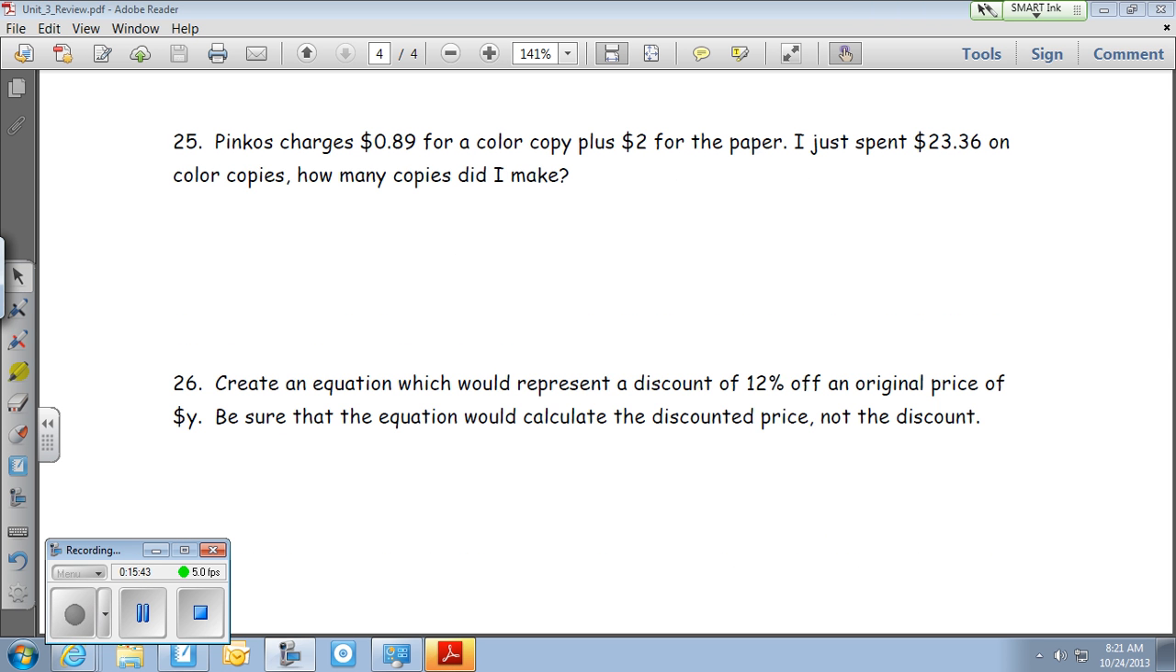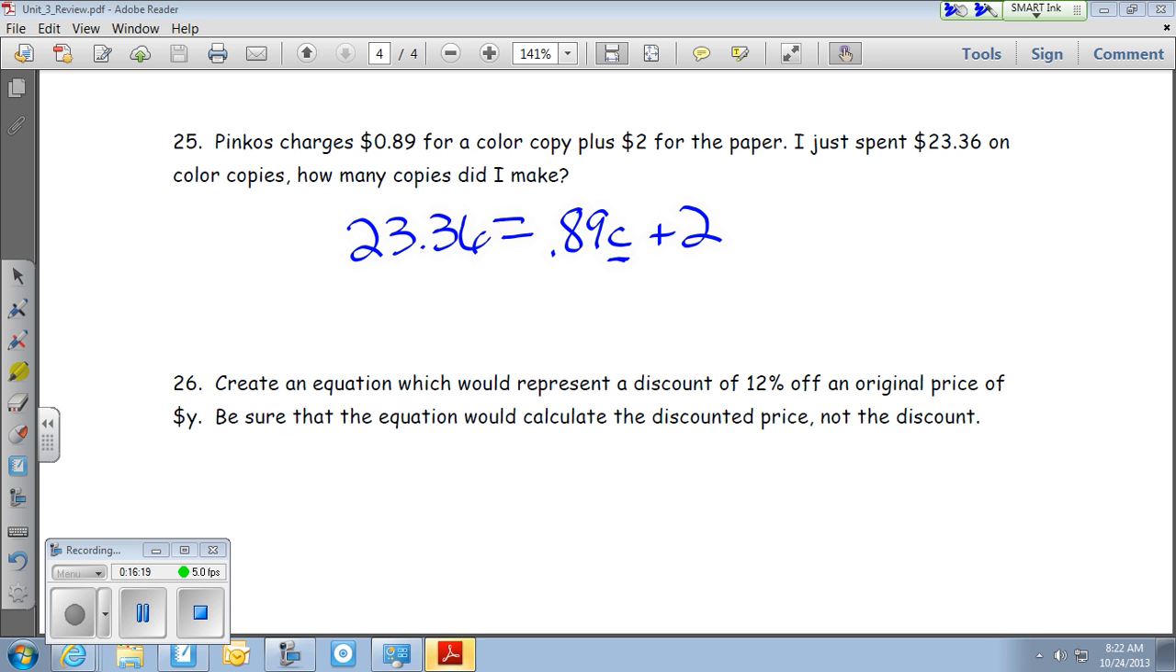All right, number 25, I am told that Pinko's charges 89 cents for a color copy plus $2 for the paper. I just spent $23.36 on color copies. How many copies did I make? So I'm told I spent a total of $23.36. Let's make that equals. And I'm going to set up an equation. I know it's 89 cents a copy. So I'm going to do 89 cents a copy, plus $2 for the paper. And we're trying to figure out what C is.